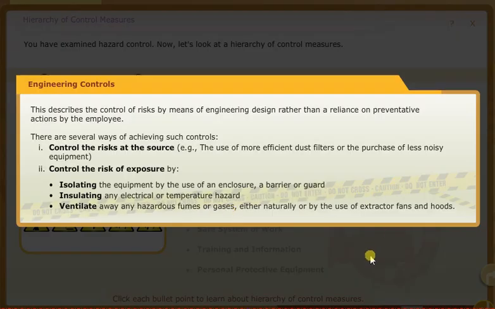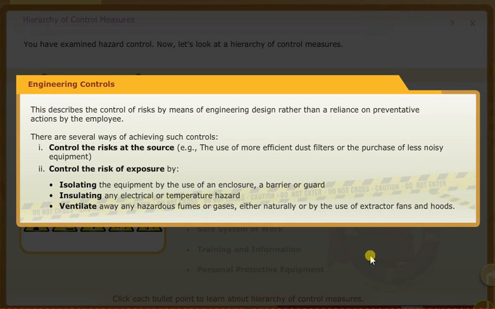Engineering controls. This describes the control of risks by means of engineering design rather than a reliance on preventative actions by the employee. There are several ways of achieving such controls. Control the risks at the source. For example, the use of more efficient dust filters or the purchase of less noisy equipment.